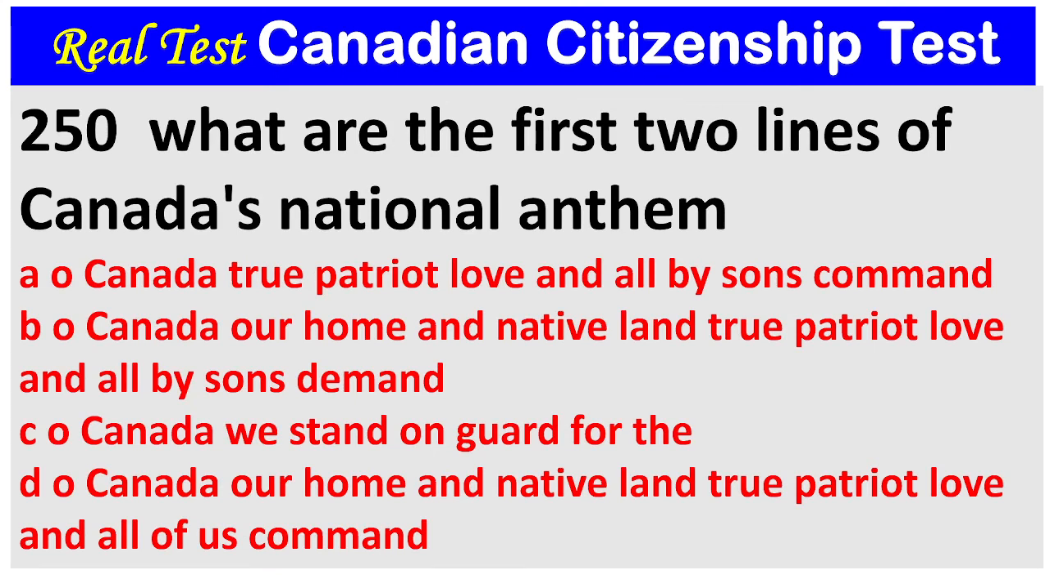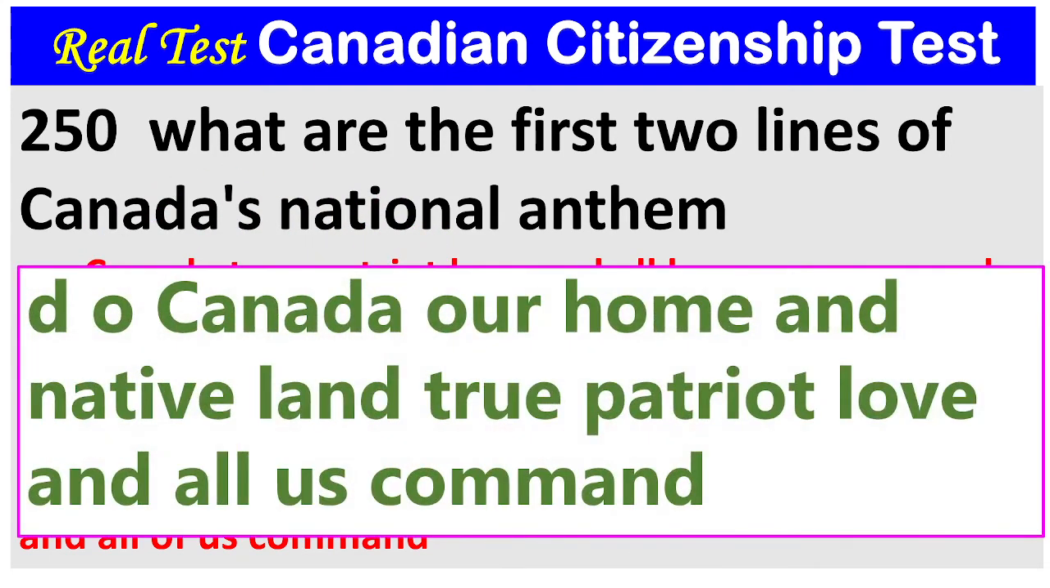Question 250. What are the first two lines of Canada's national anthem? A. O Canada, true patriot, love and all by son's command. B. O Canada, our home and native land, true patriot, love and all by son's demand. C. O Canada, we stand on guard for the. D. O Canada, our home and native land, true patriot, love and all of us command. The answer is D. O Canada, our home and native land, true patriot, love and all of us command.